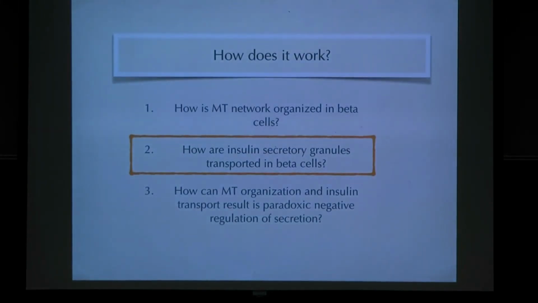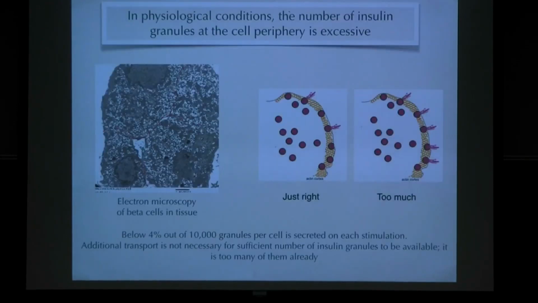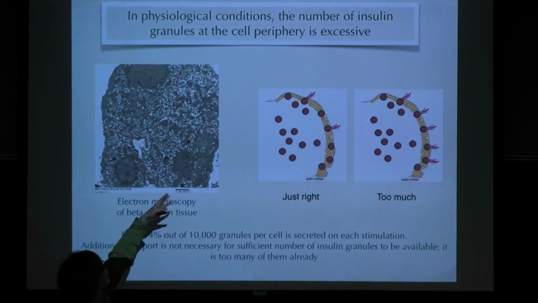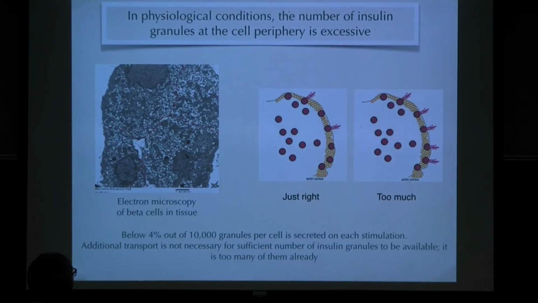So this is what we know about the microtubule network, more or less, in pancreatic beta cells. So what do we know about insulin granule transport? As I mentioned already, there are plenty of insulin granules in a cell. You can see that they are filling the cytoplasm. Basically, in this electron micrograph, you can see many granules in the cell.